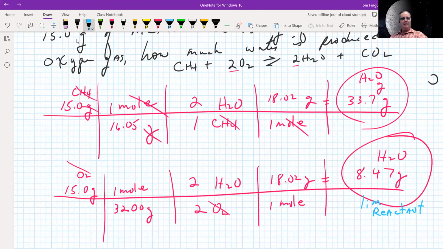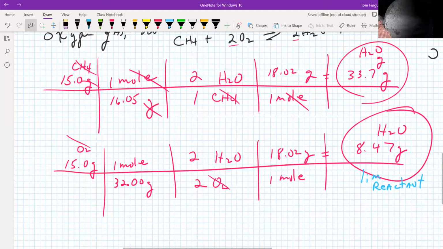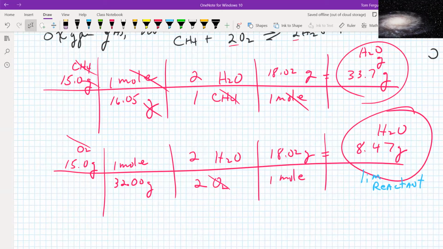Okay. So the next question is, well, if oxygen is the limiting reactant, what's in excess? The methane, the other one. Now, when this reaction goes, we're going to use up all the oxygen because we don't have enough oxygen left to use up all the methane. So we're going to have excess methane. How much excess methane? Okay, so now we need to figure out if we start with 15 grams of oxygen, how much methane is used?